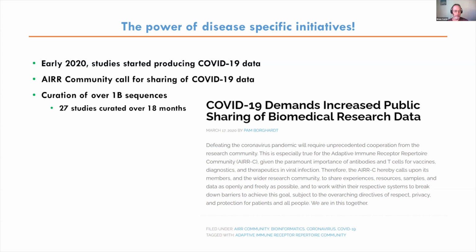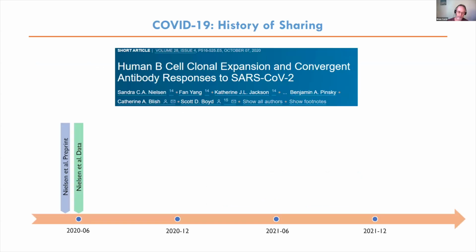The first instance that we saw this was with COVID, of course, and you're probably not too surprised. So in early 2020, studies started producing COVID-19 data. The AIR community in March of 2020 made a call for sharing of AIR-seq data. And over the period of about 18 months, the AIR community basically came together to curate over 1 billion annotated sequences from 27 studies, COVID-19 studies. So that was a pretty significant effort.